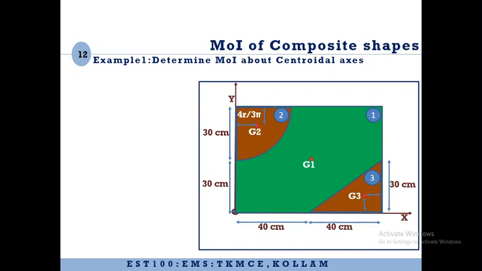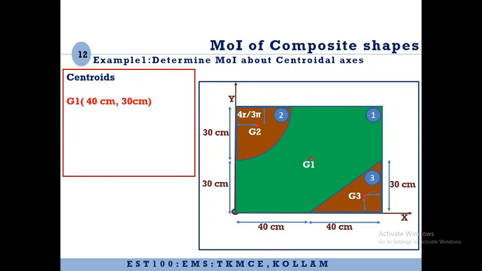Next step is we need to calculate the centroid of the simple shapes as well as the composite shape. So let us find the centroid of the simple shapes. Centroid G1 of the rectangle will be located at the geometric center. It is easy to find out. The x coordinate is the distance from the y axis, that is 40, and the y coordinate of G1 will be the distance from the x axis, that will be 30. So 40 and 30.